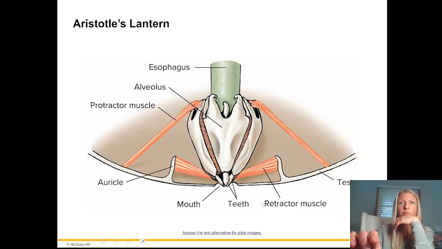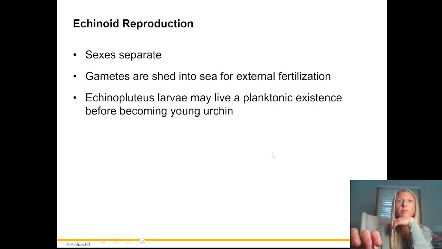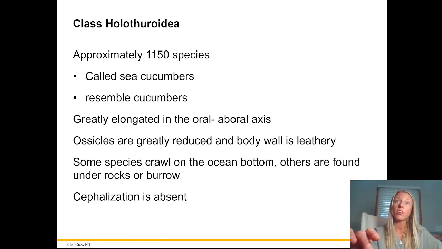Okay. So this is a look at these teeth with the mouth, and this is an alveolus here in the front, and these are protractor muscles and retractor muscles. In these echinoids, the sexes are separate. Gametes are shed into the sea for external fertilization.